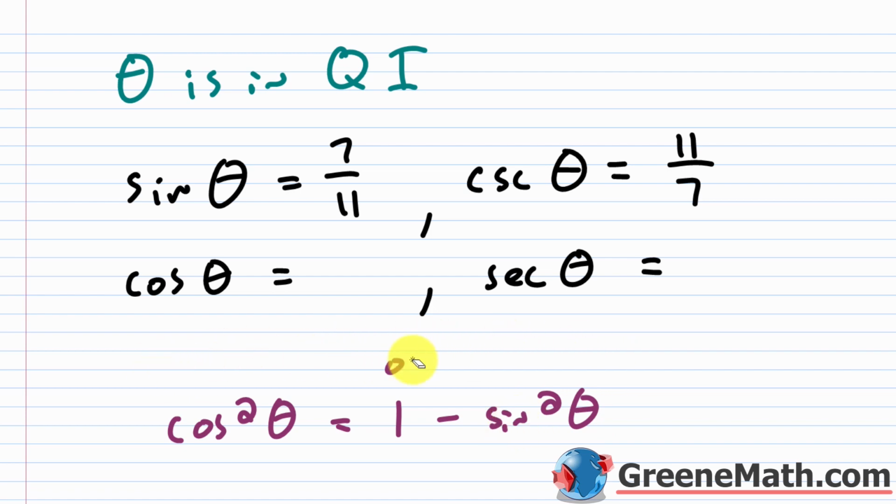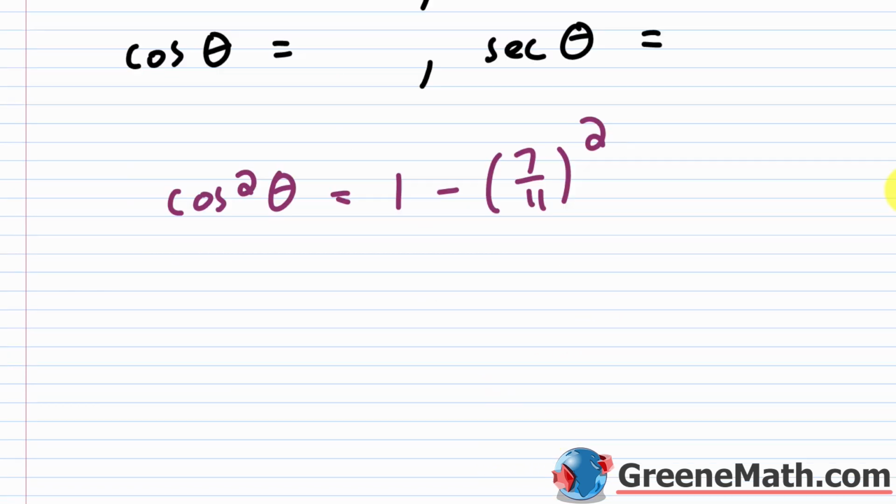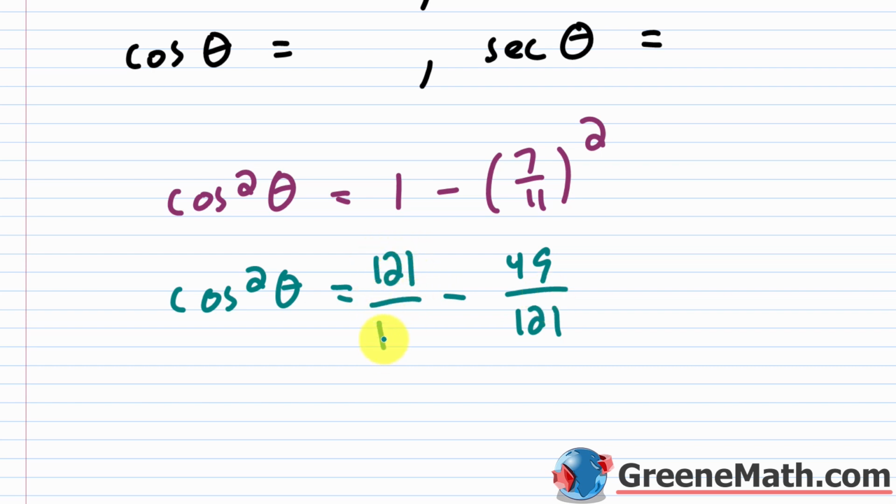And then basically I'm just going to plug in for my sine of theta, and then I need to square it. So the sine of theta is 7/11, so this is 7/11, and we are going to square that. All right, we'll come back up in a moment. So let's write the cosine squared theta is equal to 1 minus 7 squared, which is 49, over 11 squared, which is 121. And then if I think about this, I would just get a common denominator. So this is going to be 121 over 121.